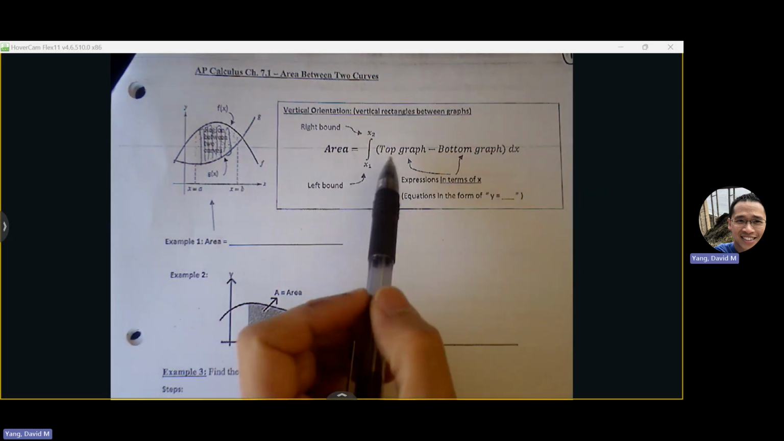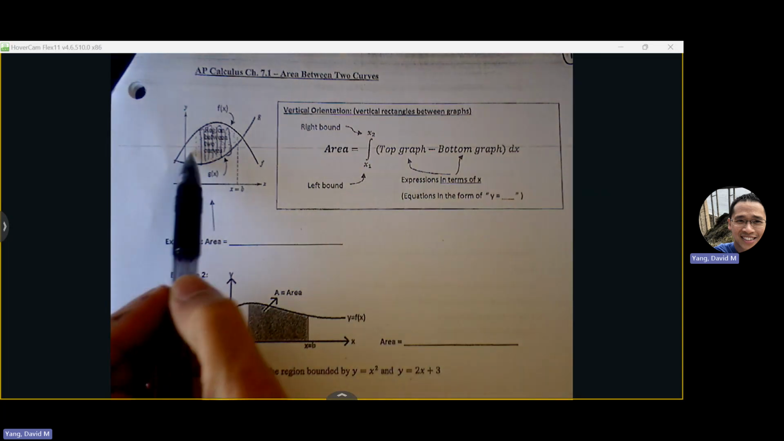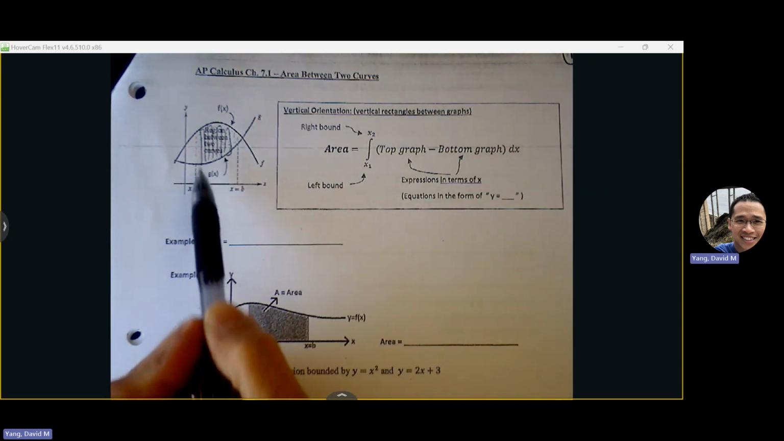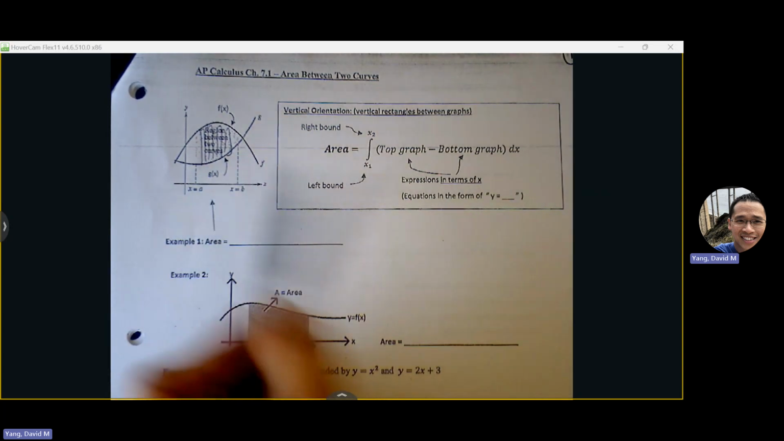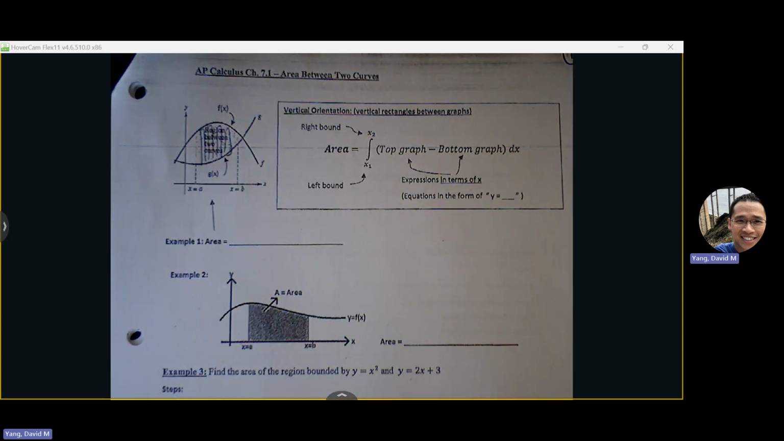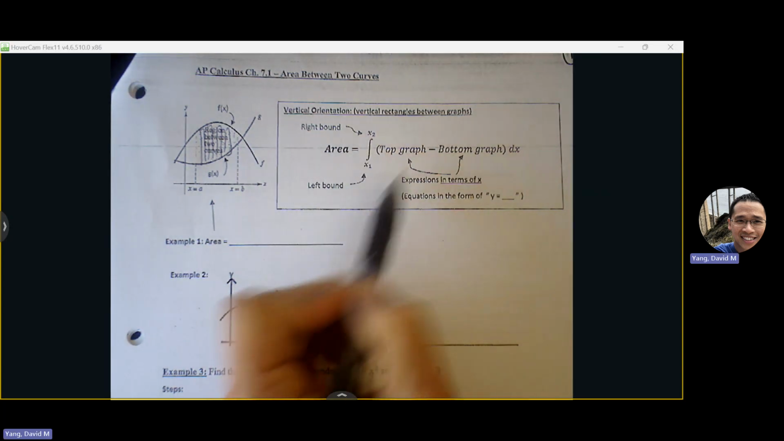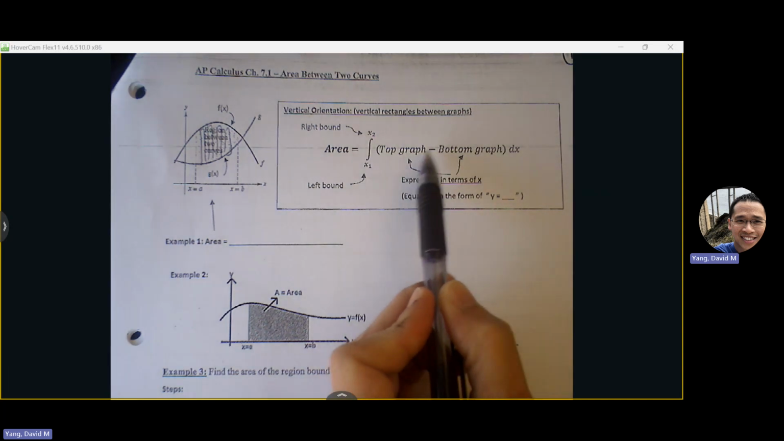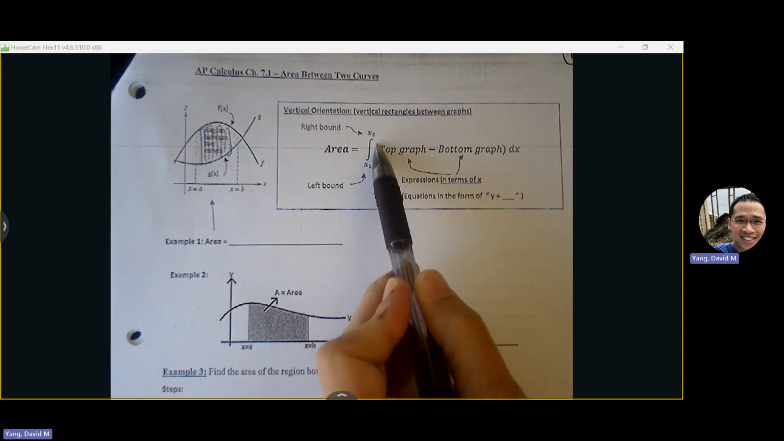The top graph is visually the one that is higher up on the y-axis, and the bottom graph is the one that is lower on the y-axis. So it's top graph minus bottom graph. If we do that setup, then we're going to get the area of a shaded, enclosed region, using our calculus integral notation. Now, everything has to be in terms of x. So our expression is in terms of x. Our bound is in terms of x.